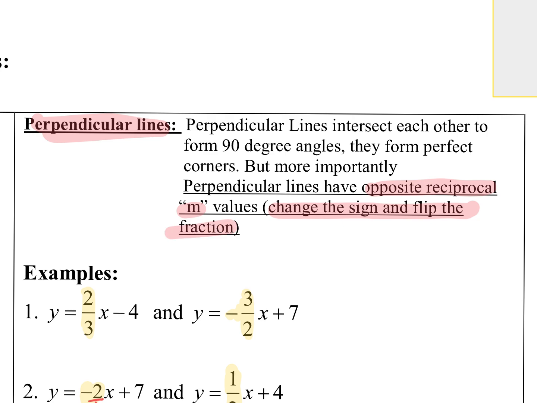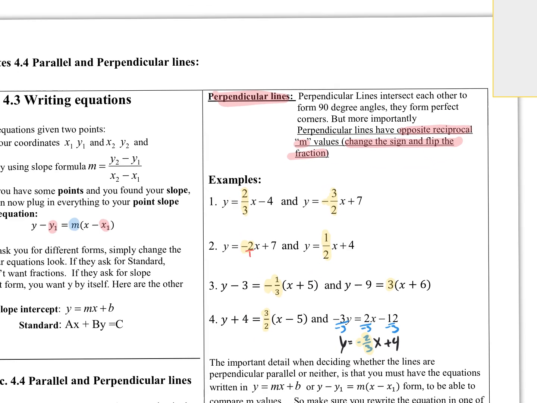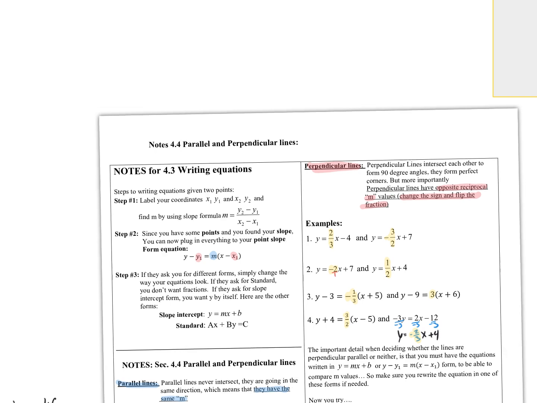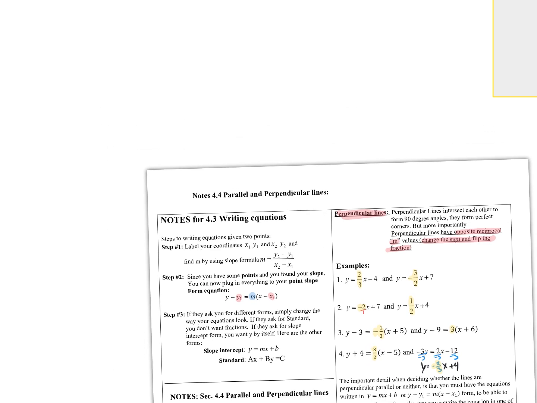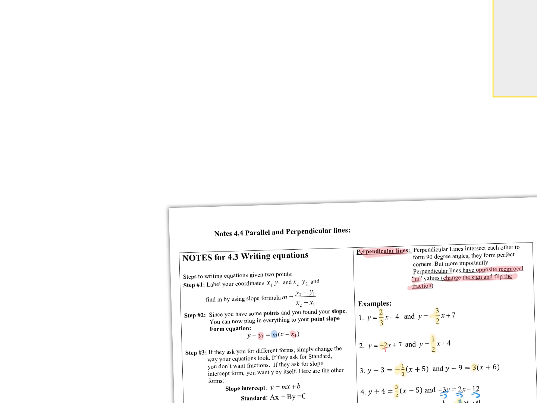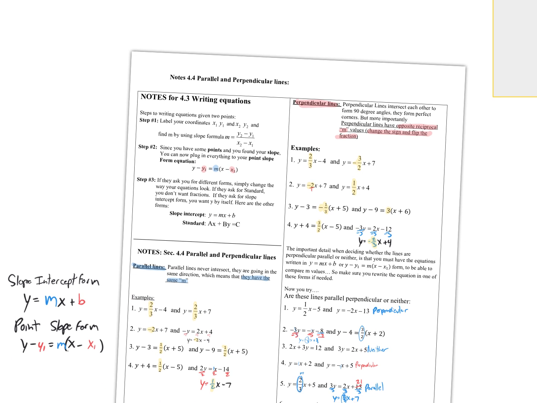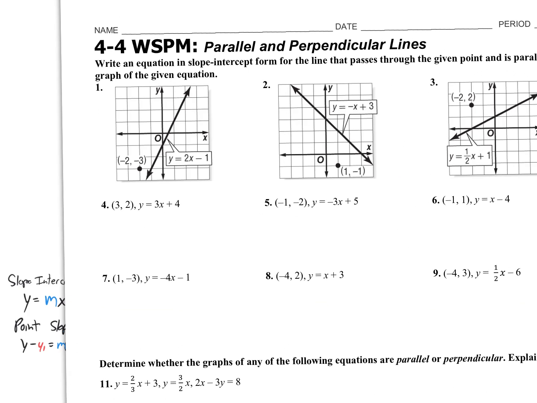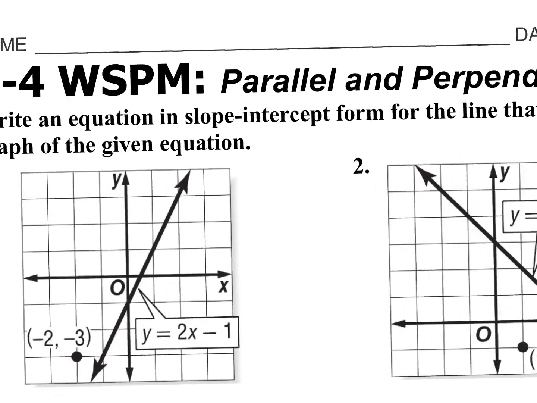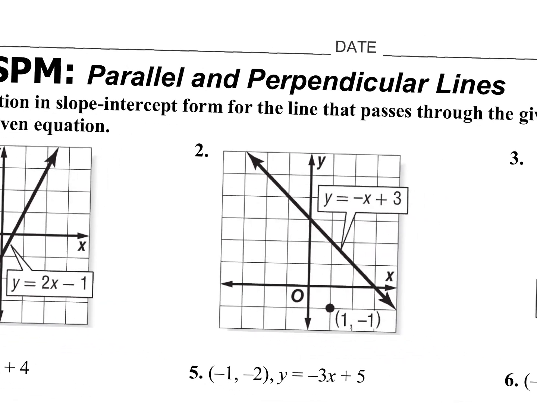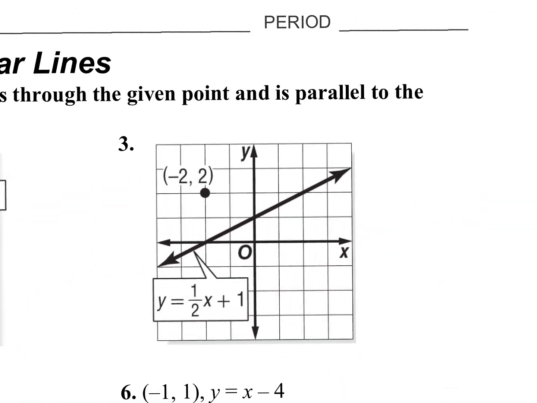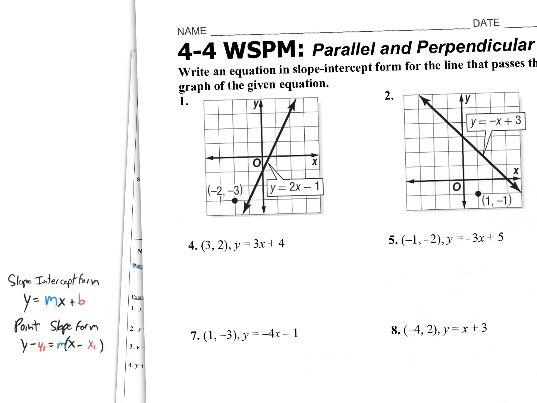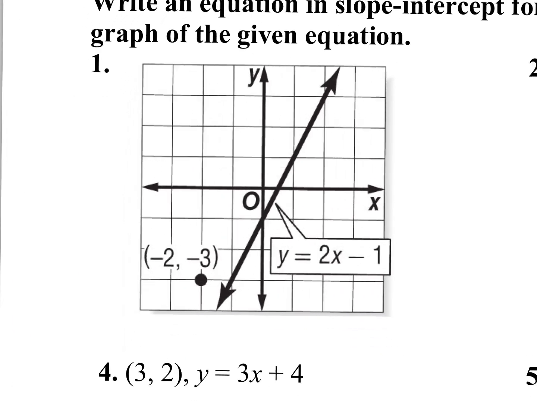Okay. Now, how's this going to play out in the future? So far, I've been giving you two points, and you find the slope, and then you use the point and the slope to write it in point slope form. But we're going to have questions like what we see right here on this worksheet. It says, write an equation in slope-intercept form of the line that passes through the given point and is parallel to the graph of the given equation, okay?